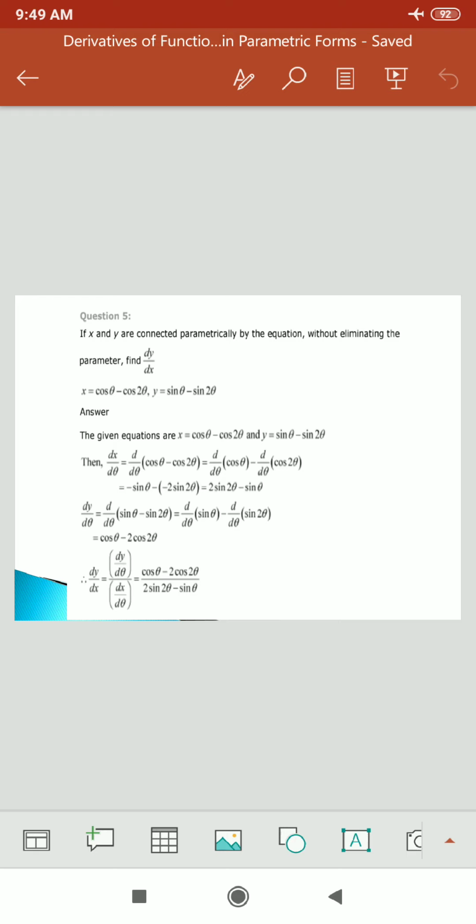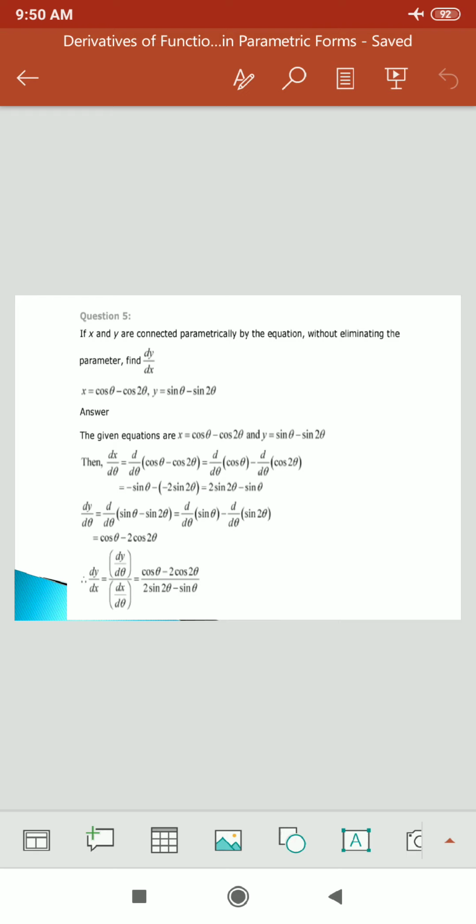When we differentiate x with respect to theta, we get dx by d theta, which is equal to d by d theta of cos theta minus cos 2 theta, which is equal to d by d theta of cos theta minus d by d theta of cos 2 theta. The derivative of cos theta is minus sin theta, derivative of cos 2 theta is minus 2 sin 2 theta. That means dx by d theta is minus sine theta plus twice sine 2 theta, which is equal to twice sine 2 theta minus sine theta.